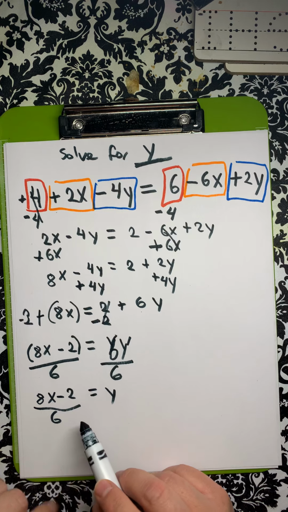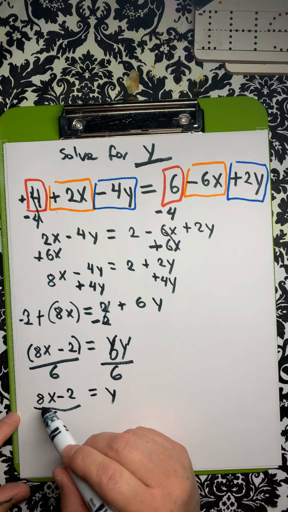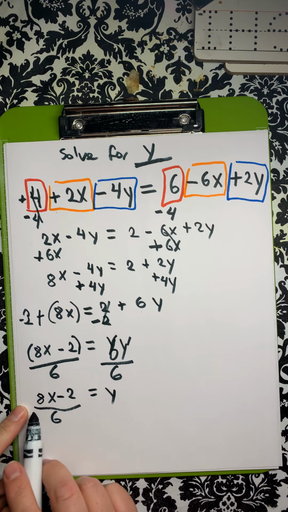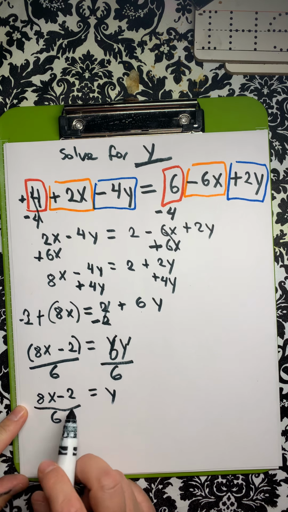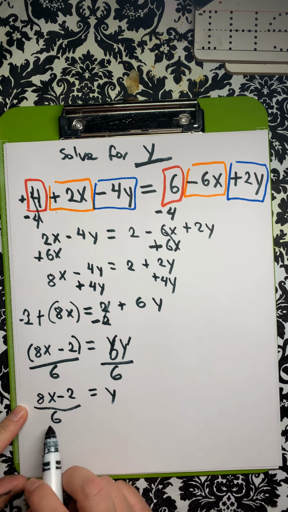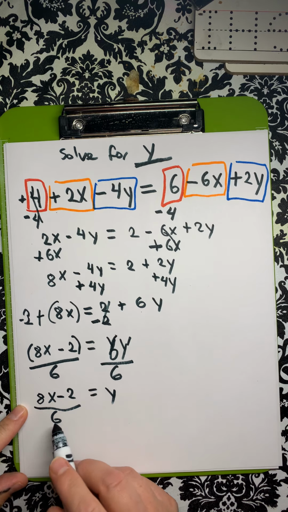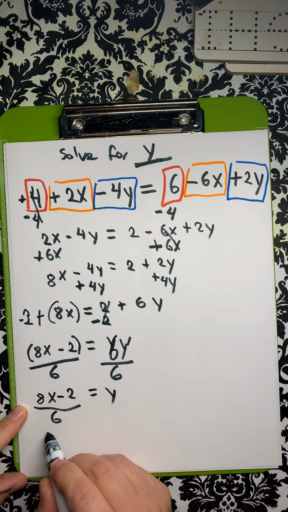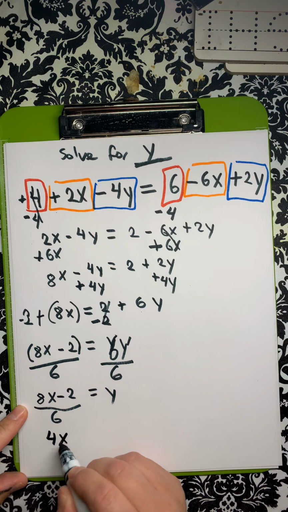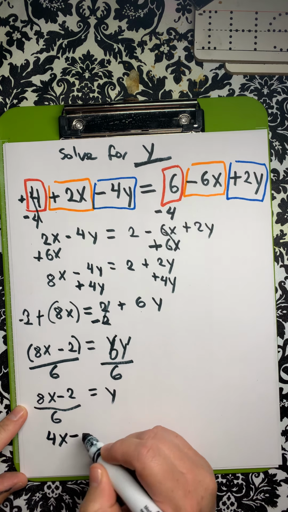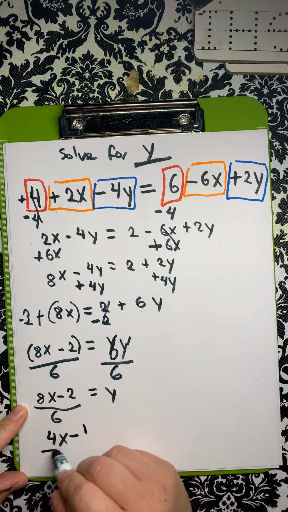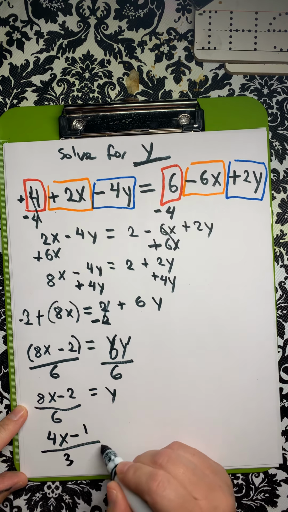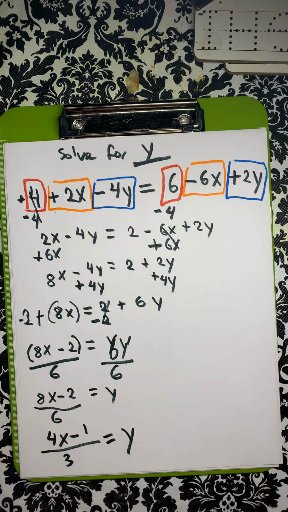So this would be something we can do, but something we can actually notice here is you can reduce this. You can actually reduce this because all of these are divisible by 2. So 8 divided by 2 goes to 4x. 2 divided by 2 actually is 1, and 6 divided by 2 becomes 3. This answer becomes 4x minus 1 all over 3 equals y. And we solved for y.